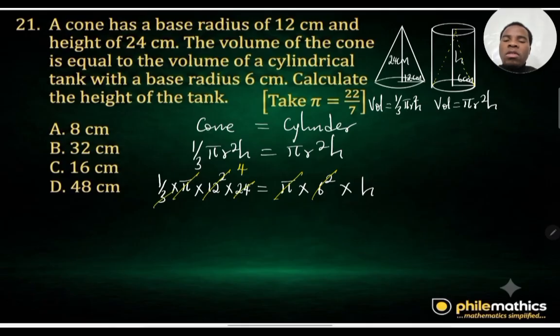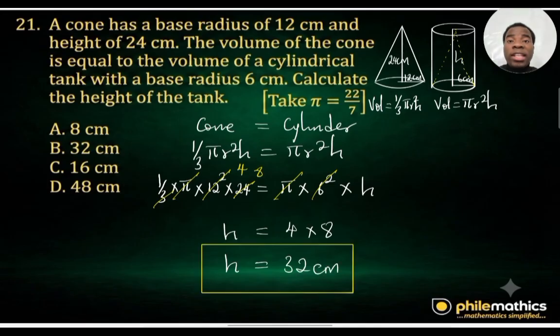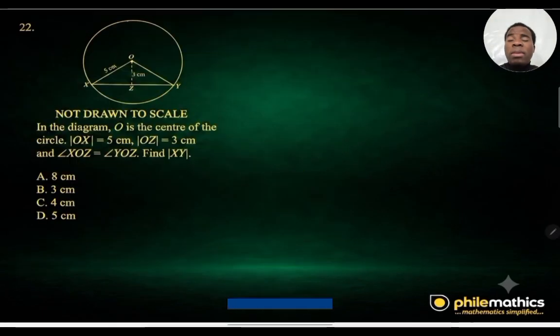3 can go into 24 8 times. Therefore, the height we are looking for is 4 times 8. And so the height is 32 cm, which clearly shows that the height of the cylinder is taller than the height of the cone. That is B.